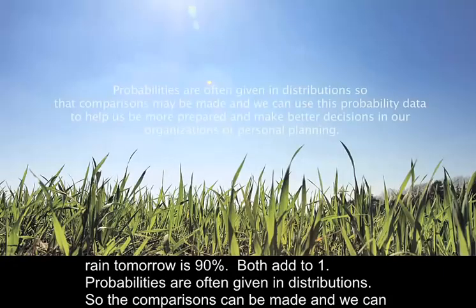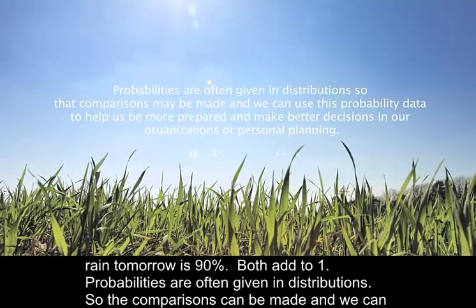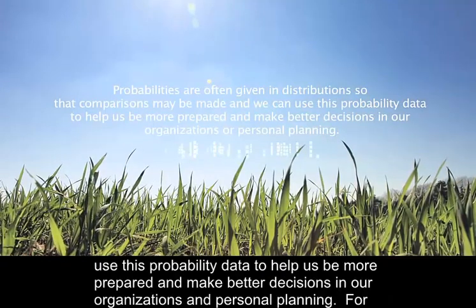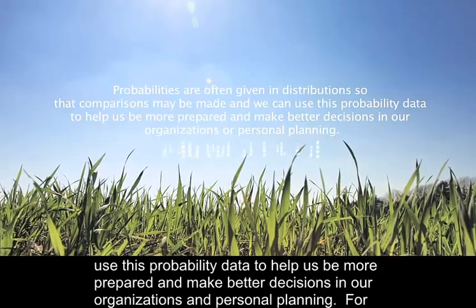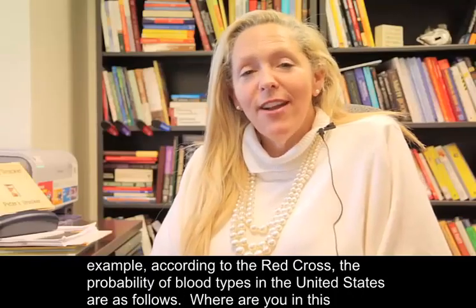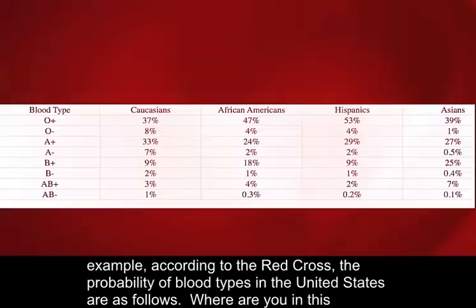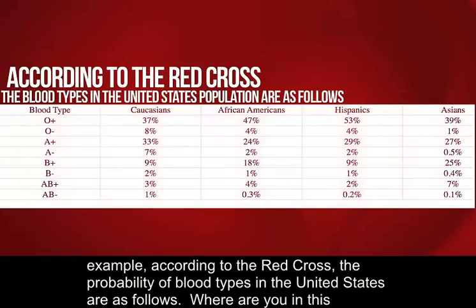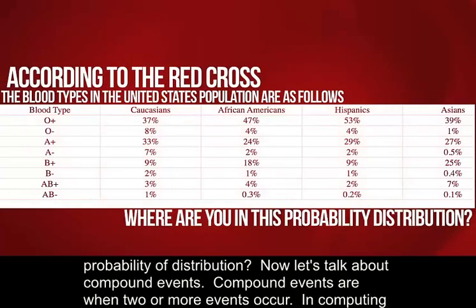Probabilities are often given in distributions, so that comparisons can be made, and we can use this probability data to help us be more prepared and make better decisions in our organizations and personal planning. For example, according to the Red Cross, the probability of blood types in the United States are as follows. Where are you in this probability distribution?